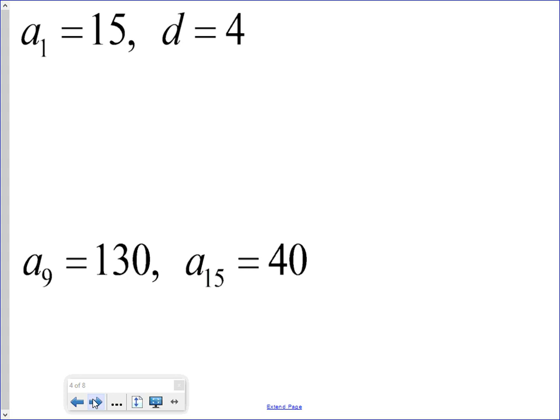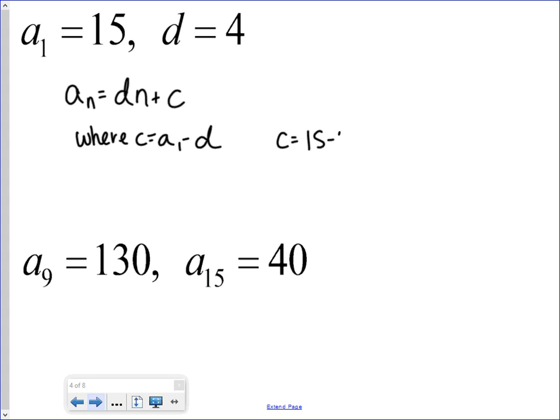So I'm going to go ahead and use my rule, which is a sub n equals dn plus c, where again c is equal to a sub 1 minus d. So I know a sub 1 and d here. I would go ahead and say c is equal to 15 minus 4, or 11. And then I can plug in to find my rule. A sub n equals d, 4 times n plus 11.